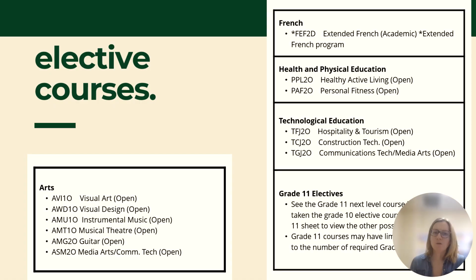Okay, so if we move over to the right hand of the screen, you'll see the rest of the elective courses. We have French. For our extended French students, they have to choose French as one of their electives. Okay, so that would be their 7th credit that they are required to take.